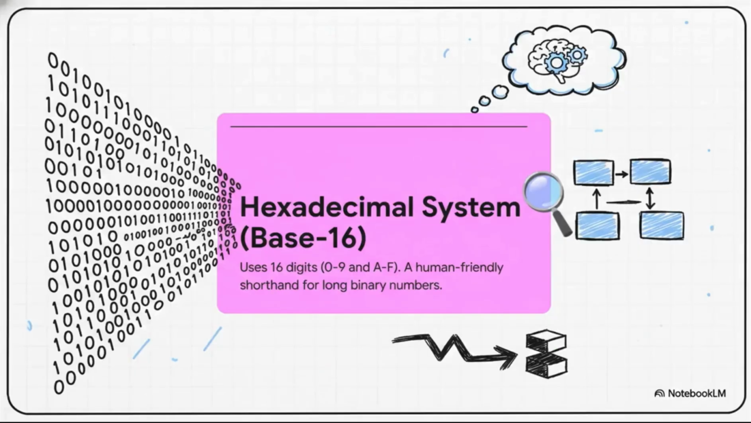And that brings us to the hexadecimal system. Now, this is a base 16 system. You might be wondering, how do you get 16 digits? Simple. We use our normal 0 through 9, and then we just add the letters A, B, C, D, E, and F to represent the values 10 through 15. The whole reason it exists is just to be a more compact, human-friendly way to write down binary.